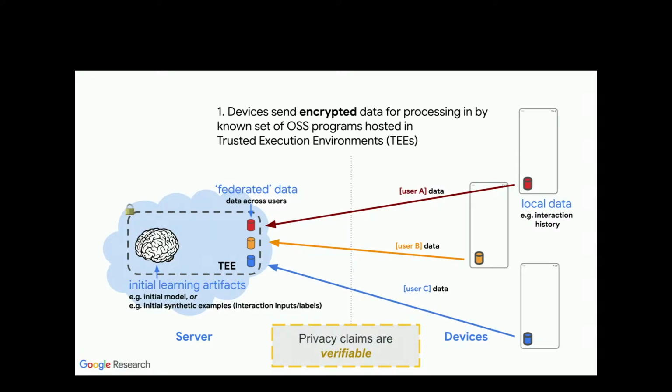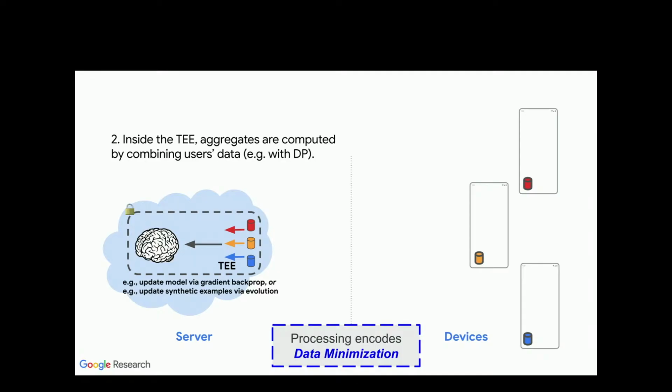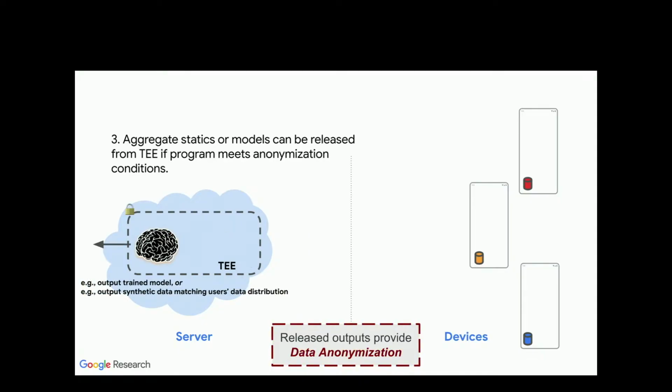So in our TEE-based learning paradigm, we're sending encrypted data to the server to be operated on by some open source programs in a trusted execution environment. The model resides in the TEE. And then we will perform updates. Those could be things like gradient backpropagation to update model parameters, or it could be evolution-based approaches on synthetic data. And after processing, we can release these things under verifiable privacy constraints. So yeah, it's really sort of shifting where the computation happens, now to happen in the server in a trusted enclave as opposed to at the edge.